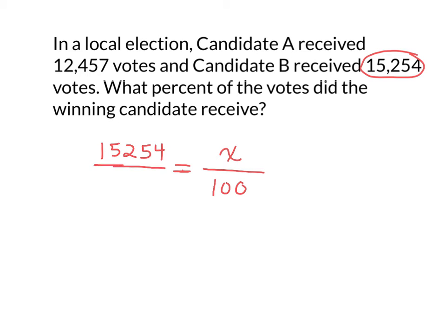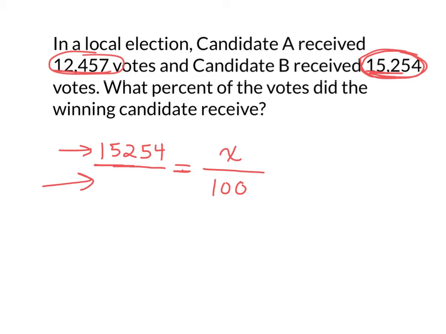But what I don't know yet is the total, right? It's not always smaller number over bigger number. Sometimes we have to figure out what one of those numbers is. The part would be the part that candidate B received. The whole would be all of the votes put together. So I'm going to have to add these two things together to figure out what that total amount's going to be. So I'm going to hit pause and use my calculator here.